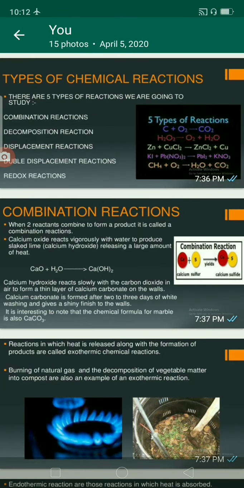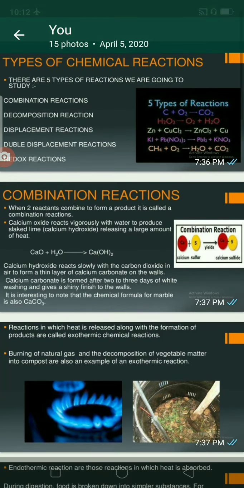So let's start with the types of chemical reactions, and you can look at this PPT. There are 5 types of chemical reactions: combination, decomposition, displacement, double displacement, and the last one, redox. The redox reaction is nothing but a combination of oxidation and reduction, which we will study later. So starting from the combination reaction.